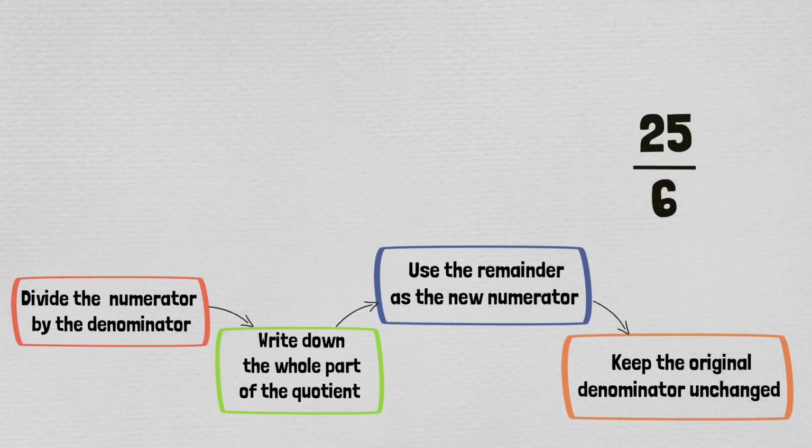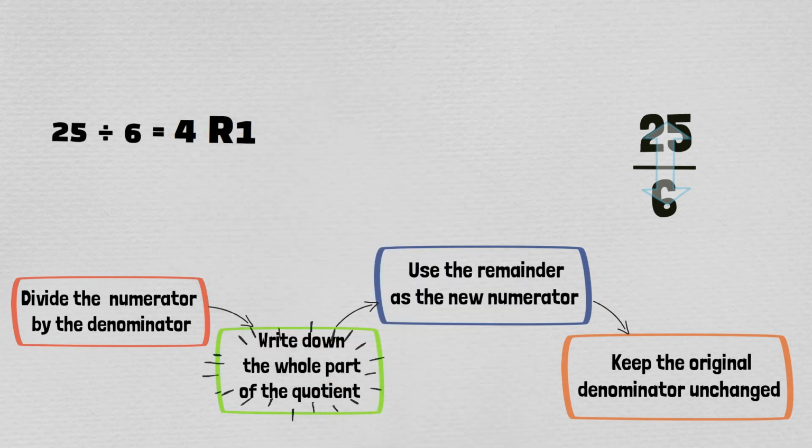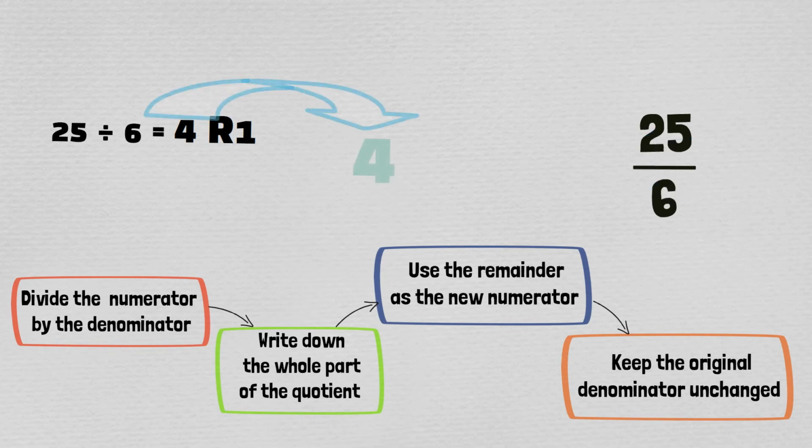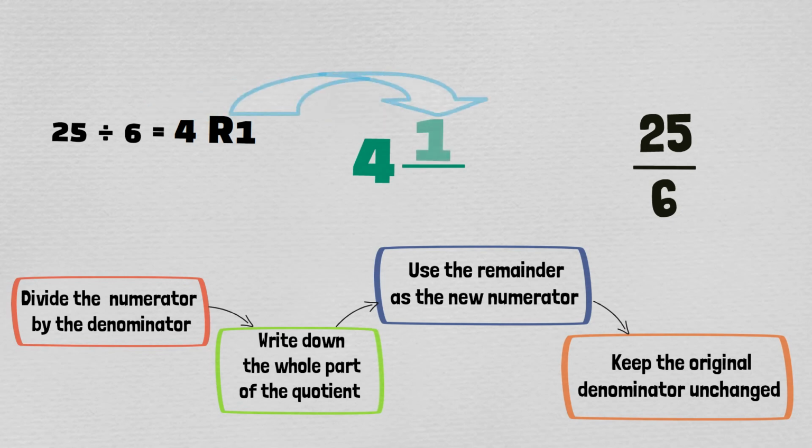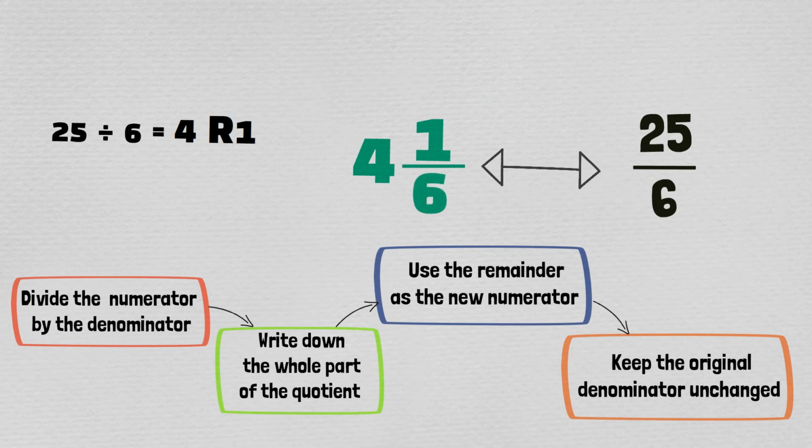Let's do another example, 25 over 6. First, we divide the numerator 25 by the denominator 6. 25 divided by 6 equals 4 and a remainder of 1. Second, we write 4 as our whole number part. Third, we use the remainder 1 as the new numerator. Fourth, we keep the old denominator 6 unchanged. The mixed number is 4 1/6.